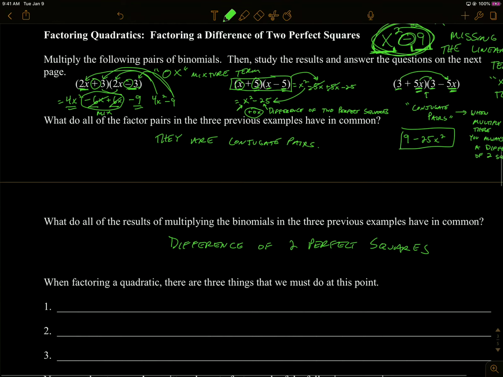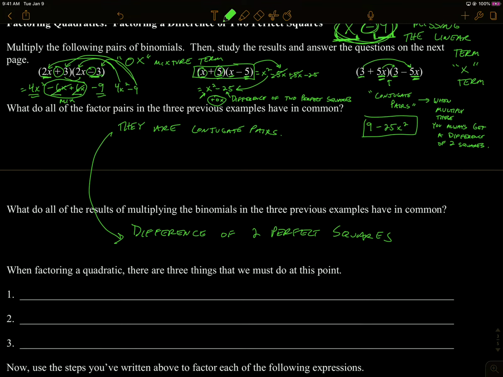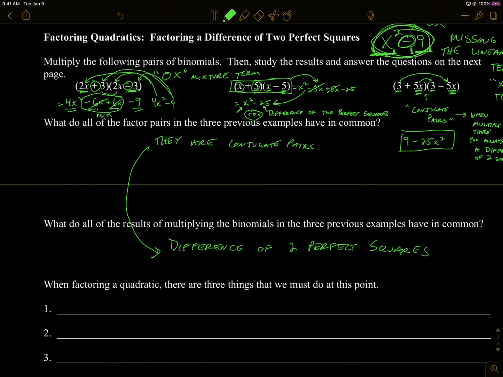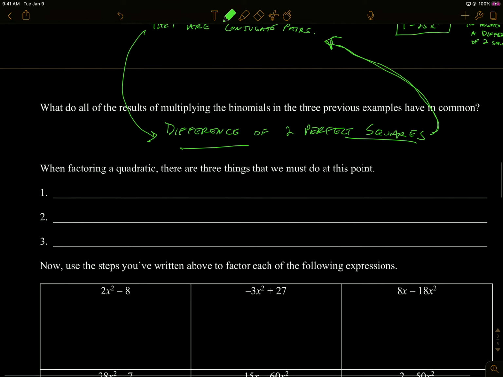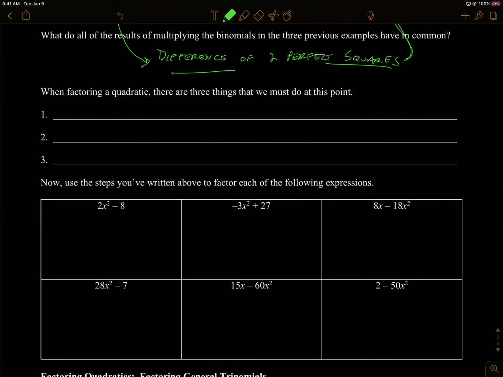We notice that if we multiply conjugate pairs, they always come out to be a difference of two perfect squares. Now we want to say if our original thing is a difference of two perfect squares, and we have to factor and recognize it as a difference of two squares, we just know that it automatically factors into the conjugate pairs. All right, so let's make a little process here.